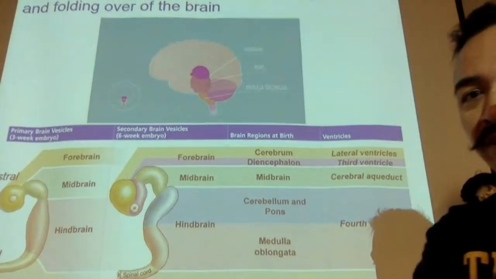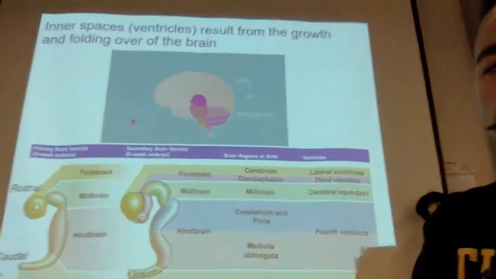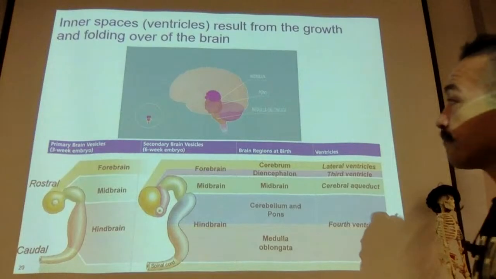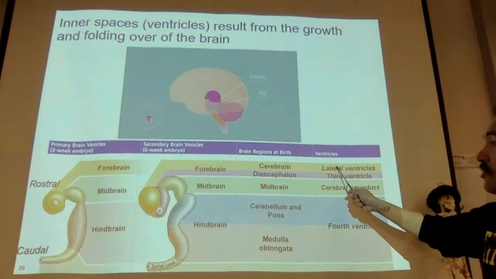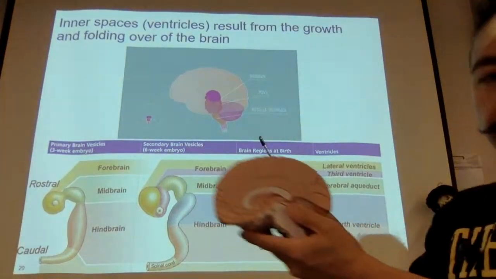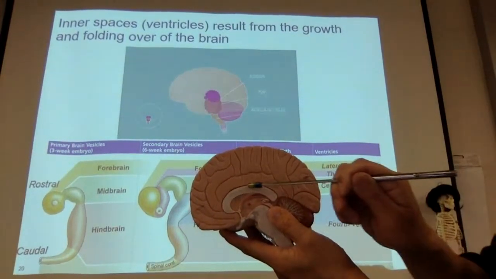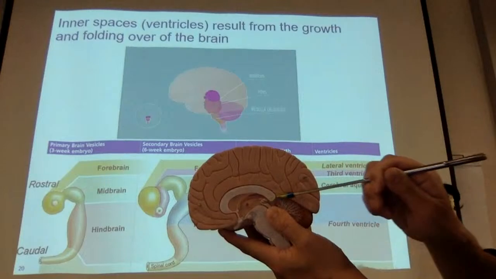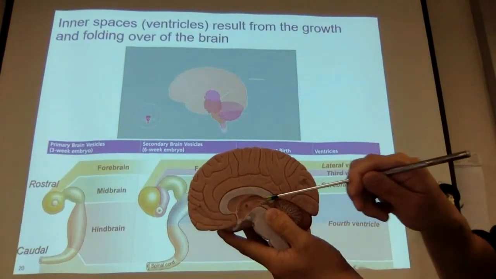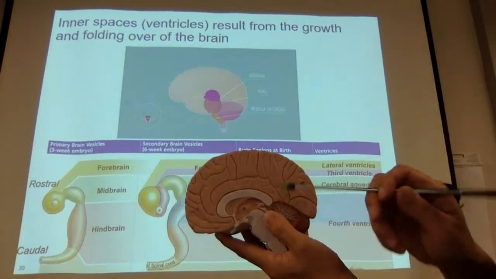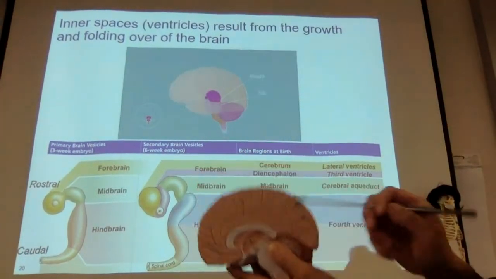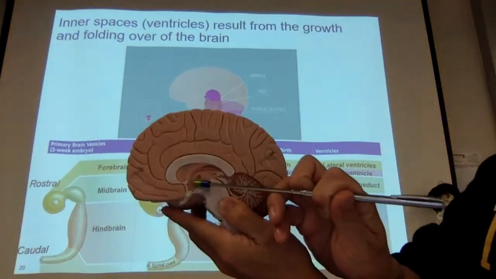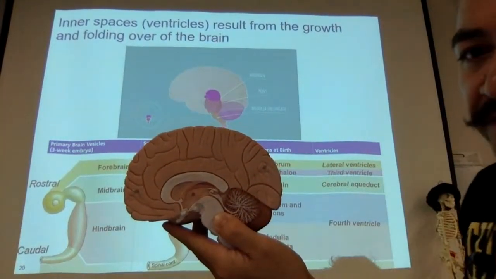To give you an idea again of where all these things are found relative to each other, the ventricles make a good landmark. The lateral ventricle is found within the cerebrum. This is called the corpus callosum. We'll get to this in a minute. Here are the lateral ventricles and where you'd find the septum pellucidum. This is the border for the cerebrum. Where we have the third ventricle, that's in the diencephalon.